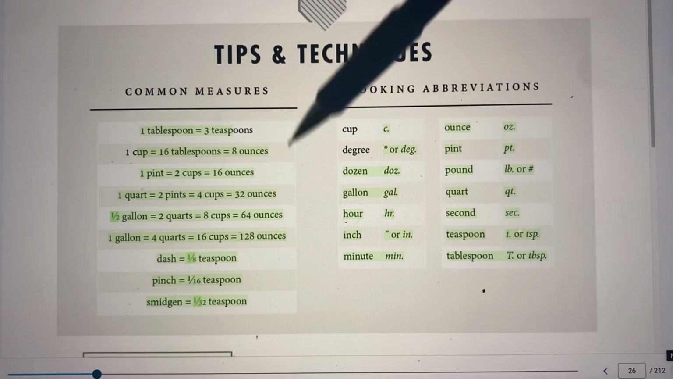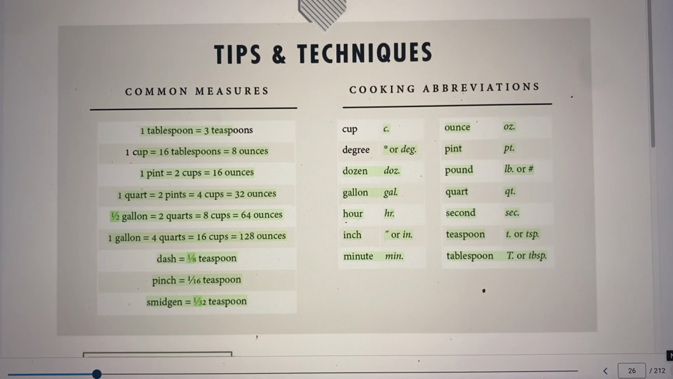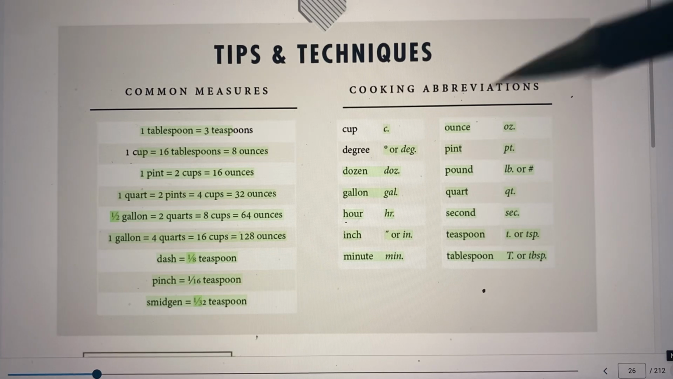So you can use this for common measures. Whenever they say a dash of salt, that's about 1/8 of a teaspoon. A pinch of salt is 1/16 of a teaspoon, and a smidgen is 1/32 of a teaspoon.